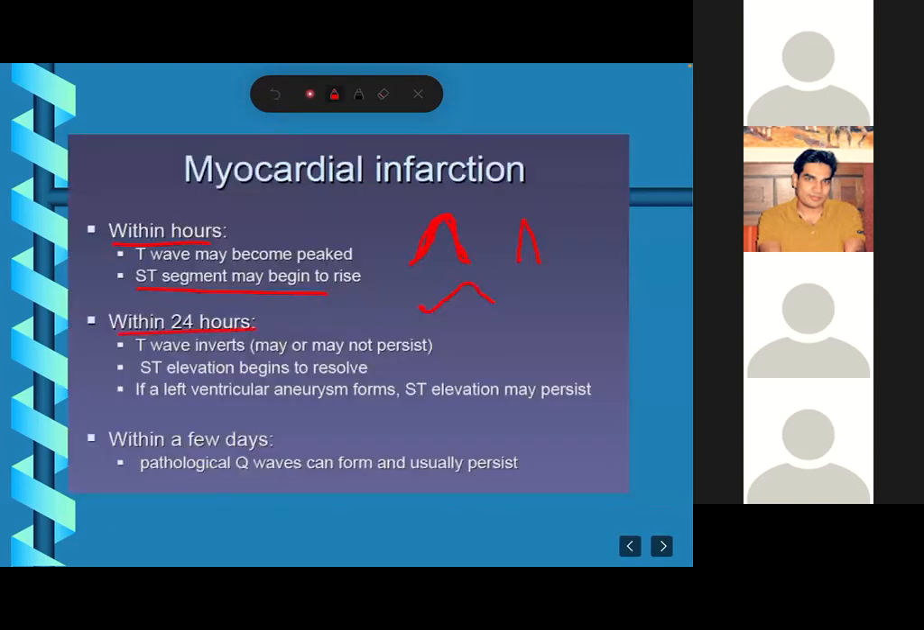Within 24 hours, T wave inversion may or may not be present. ST segment elevation begins to resolve, and after resolution of ST segment elevation, Q waves would be present. Within a few days, pathological Q waves are formed.